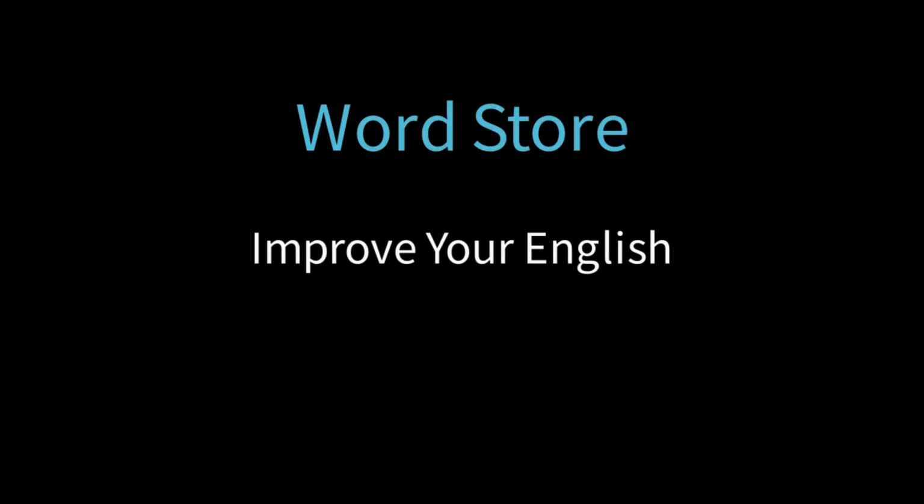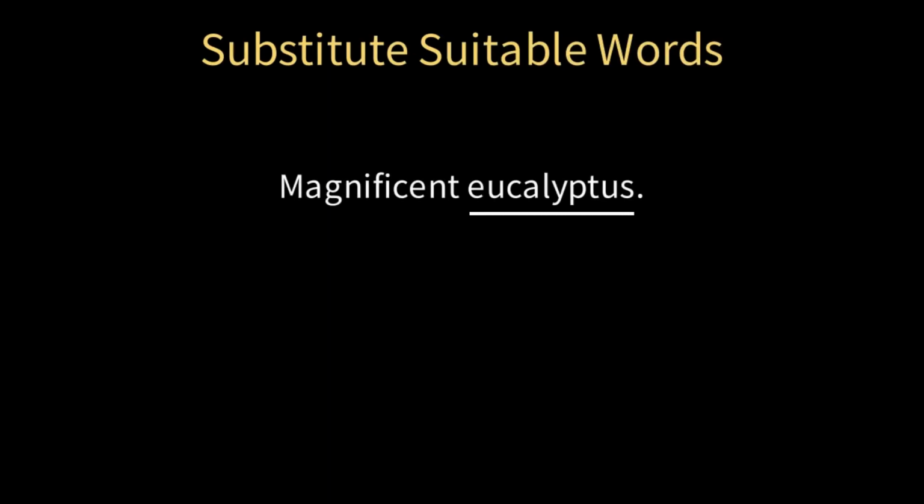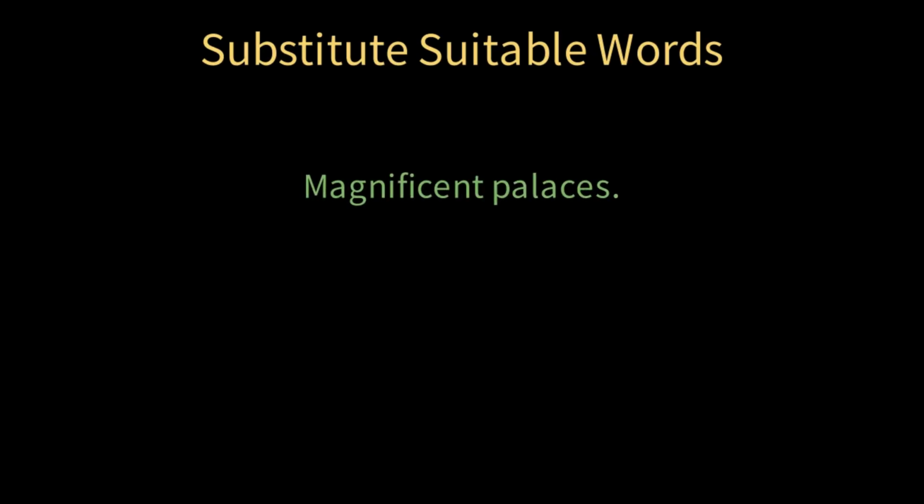Today we are going to do a few exercises to improve your English. Let's enrich our word store. Substitute suitable words for the underlined ones and then use them in sentences of your own as shown in the example. We are given an example, magnificent eucalyptus. The underlined word is eucalyptus and we have to substitute it with a suitable word, magnificent palaces. In Kathmandu, I saw some magnificent palaces.